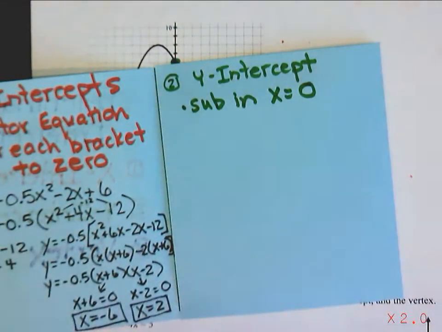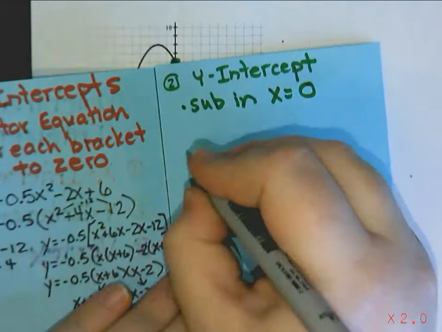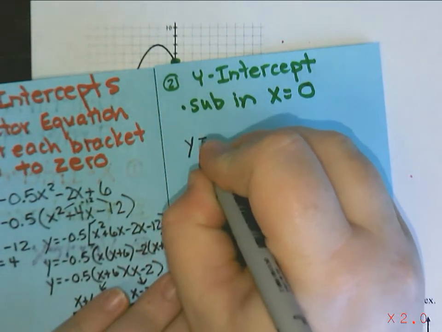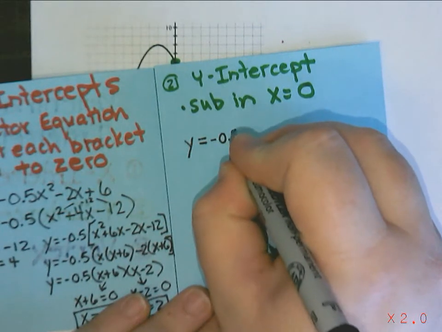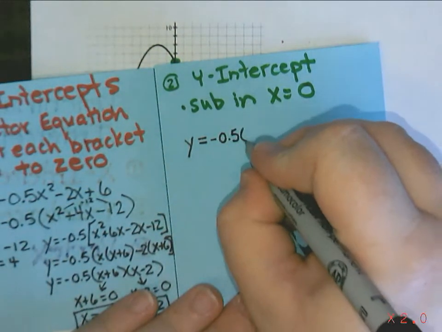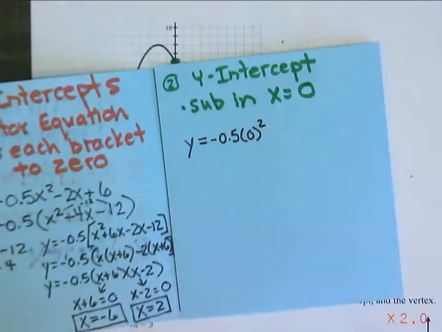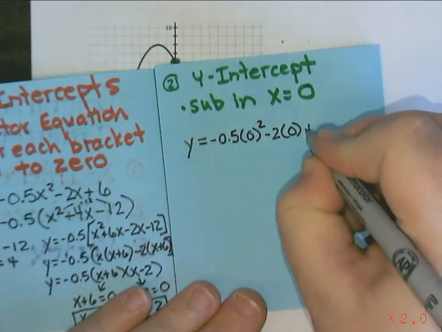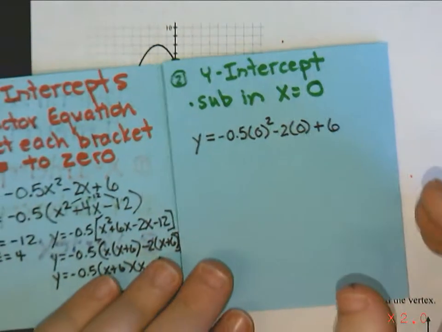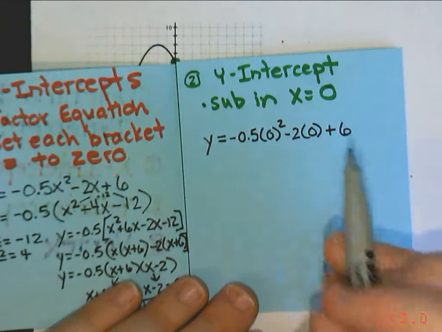So I'm going to do that. I'm going to take the equation, and you can use the original equation or the factored equation. I think I'm going to take the original equation, and instead of x, I'm just going to put in 0. So negative 0.5 times 0 squared minus 2 times 0 plus 6. And then I'm just going to work it out.